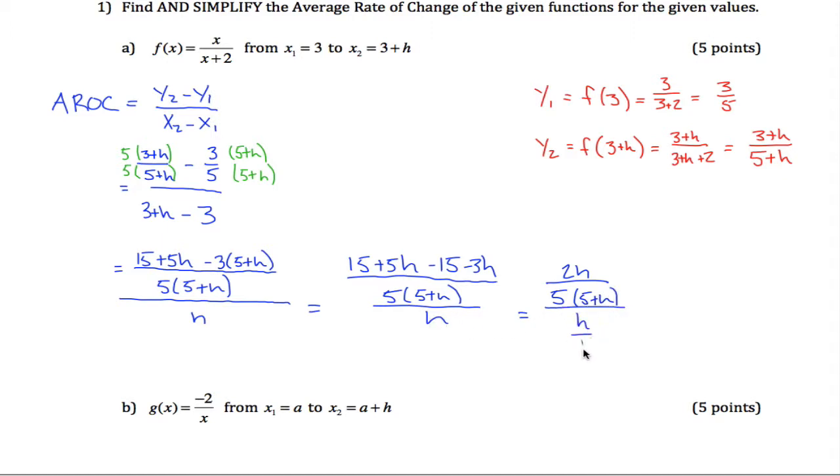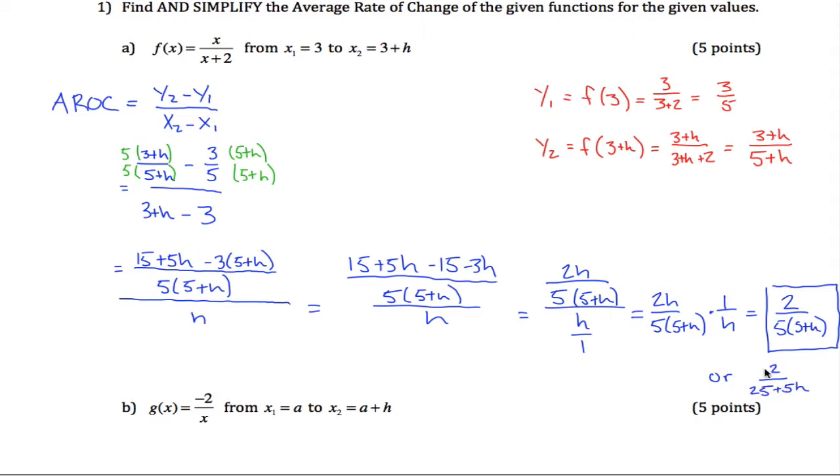You can think about that as h over 1, so that you have a fraction over a fraction, and we have a way to divide fractions. It's kind of like multiplying fractions, but you multiply by the reciprocal of the denominator. Note that now these h's cancel out, and I'm left with just 2 over 5 times 5 plus h. You can take this 5 and distribute it through if you want. That's totally fine. Maybe I'll even write that: or 2 over 25 plus 5h. I don't know what's simpler out of these two. They're both pretty simple, so either one's good.